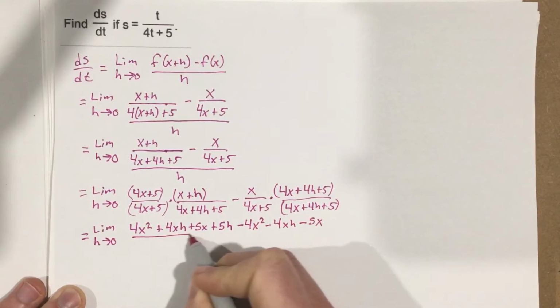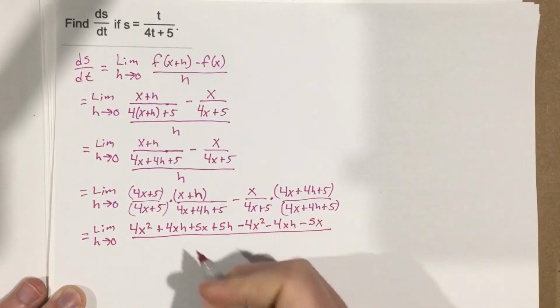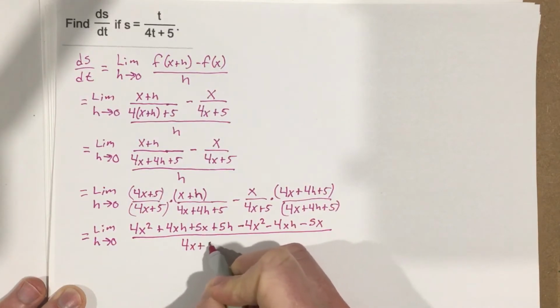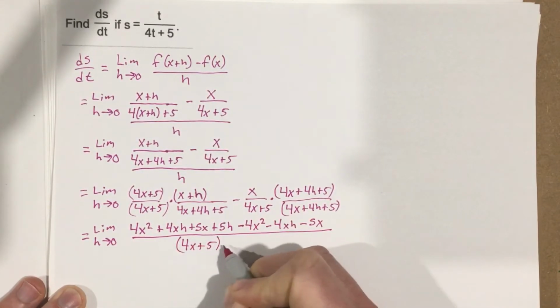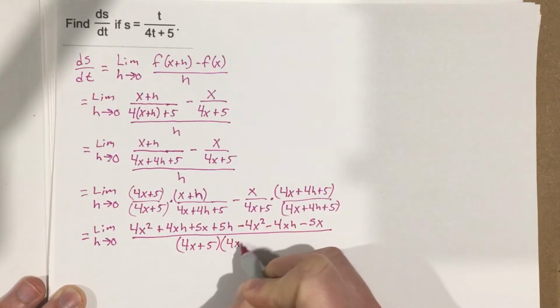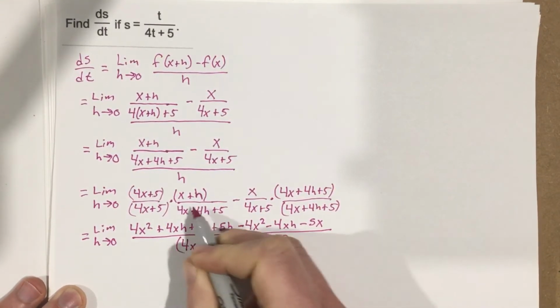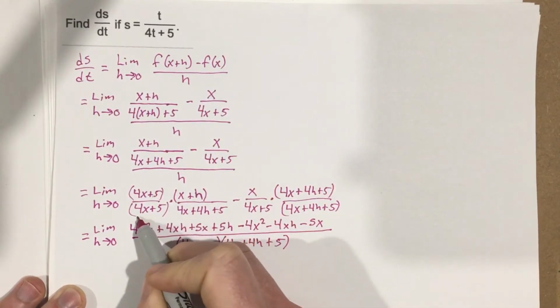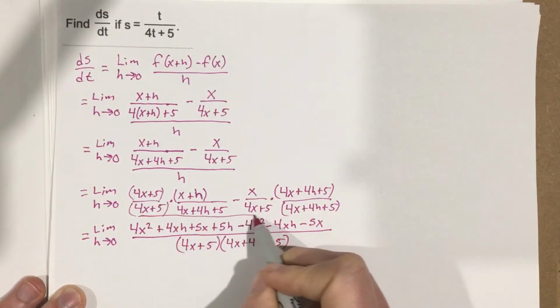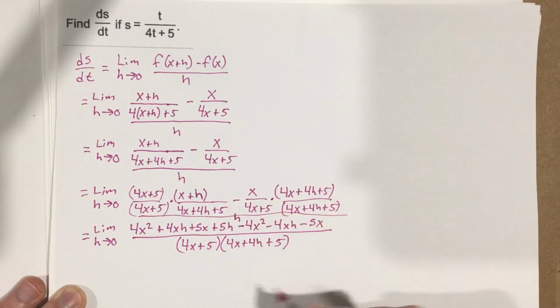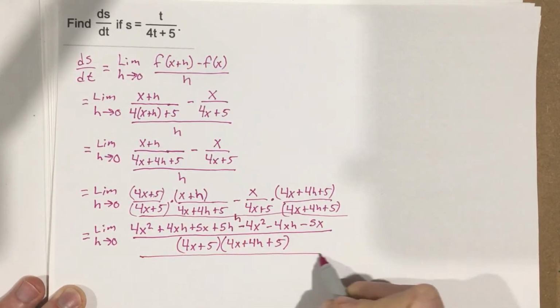That's all over 4x plus 5 and 4x plus 4h plus 5, because we combined the two fractions together. Now I forgot to put something in here. This is all over h in the previous step. So this is all over h as well.